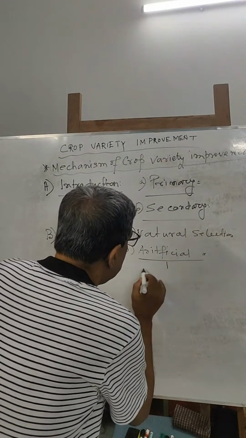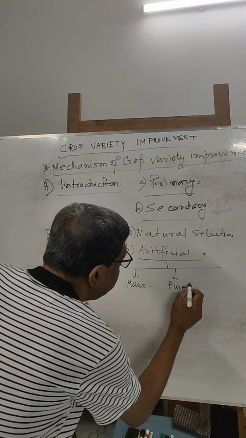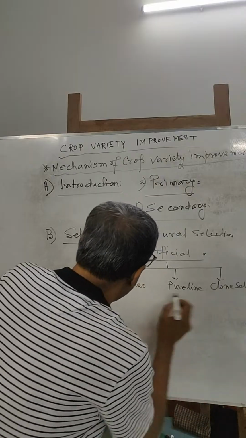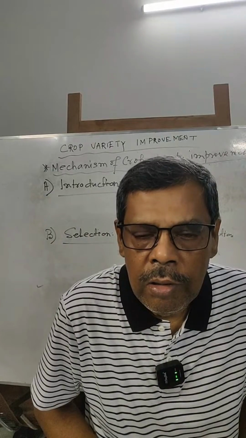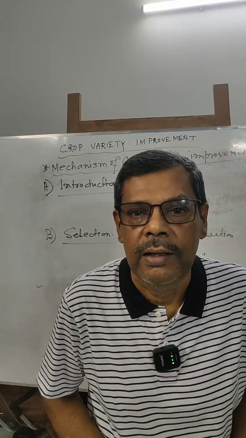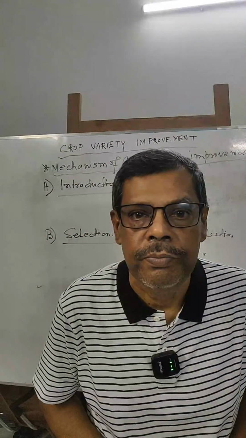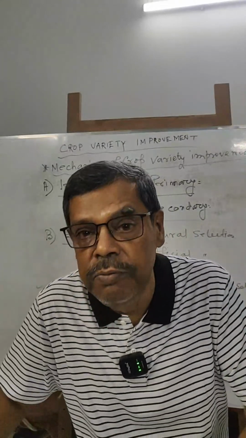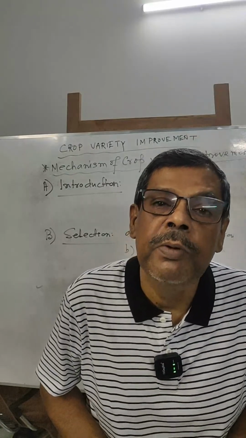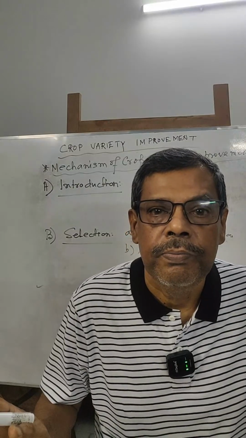These are divided into three types: mass selection, pure line selection, and clone selection. In mass selection, from a bulk of crop, some healthy plants with desirable characters are selected. From these plants, seeds are picked up and sown for cultivation in the next generation. This procedure is practiced for 1 to 6 generations, and desirable characters are chosen from every generation. After the 5th to 6th generation, a good variety of crop may be produced, which is distributed widely to the farmers. This is called mass selection.